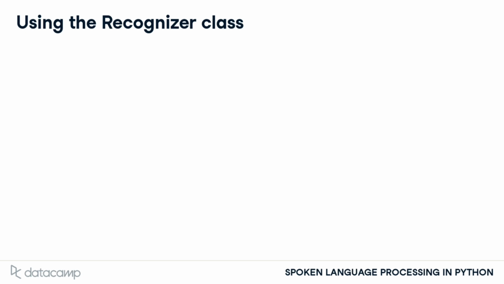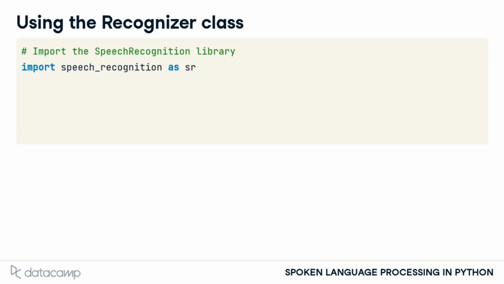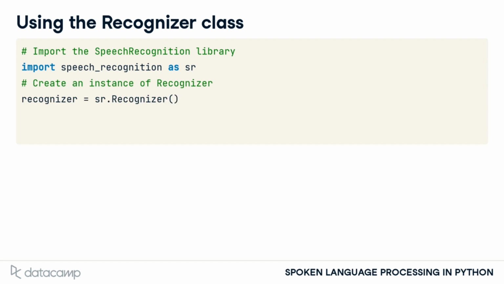So how do we use it? To access the recognizer class, we'll first import the speech recognition module as the abbreviation SR. Then we'll create an instance of the recognizer class by calling it from SR and assigning it to a variable recognizer. Finally, we'll set the recognizer's energy threshold to 300.